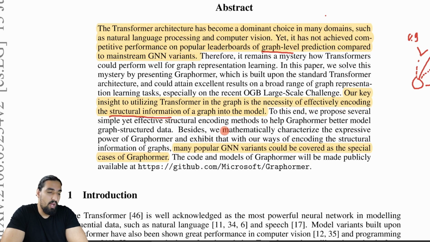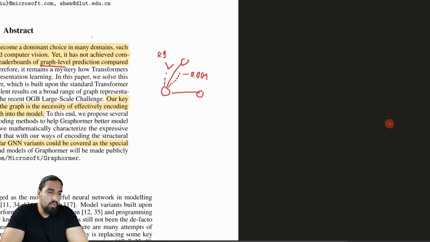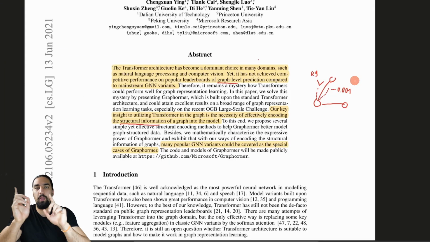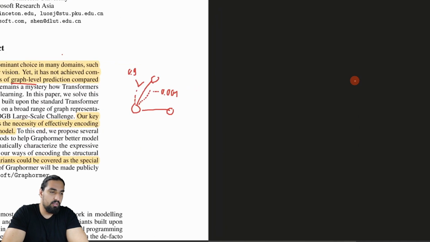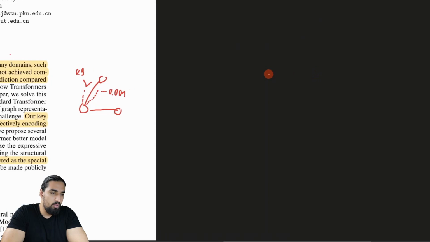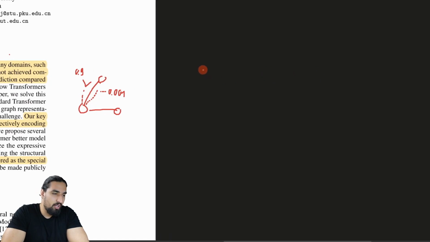Next up: our key insight to utilizing transformers in the graph is the necessity of effectively encoding the structural information of a graph into the model. What that means is the following. If you know how transformers work, and hopefully you do, I'll link the paper somewhere here so you can check it out and understand transformers. Hopefully you do, but this is a 101.